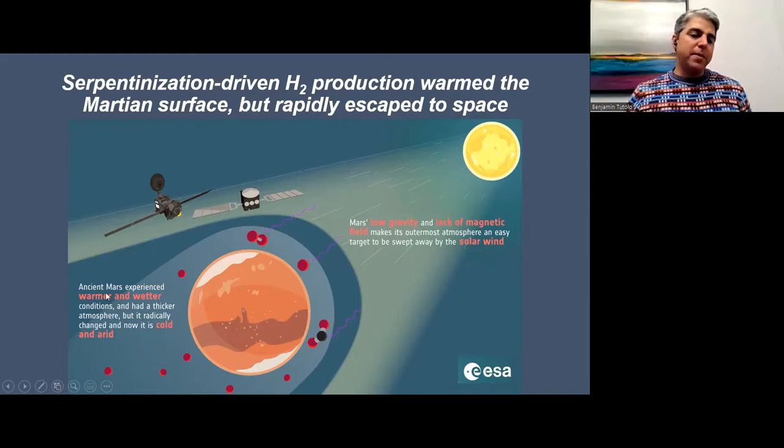So ancient Mars experienced warmer and wetter conditions when these hydrogen generation reactions would have been happening because there was already a little bit of water being stabilized by perhaps CO2 on the early planet. But as you generate a pulse of hydrogen, that hydrogen is then rapidly stripped off to space. The escape rate of hydrogen from the atmosphere is proportional to the concentration of hydrogen in the atmosphere. But now Mars is cold and arid because ultimately those reactions ceased and there was no more hydrogen being generated.